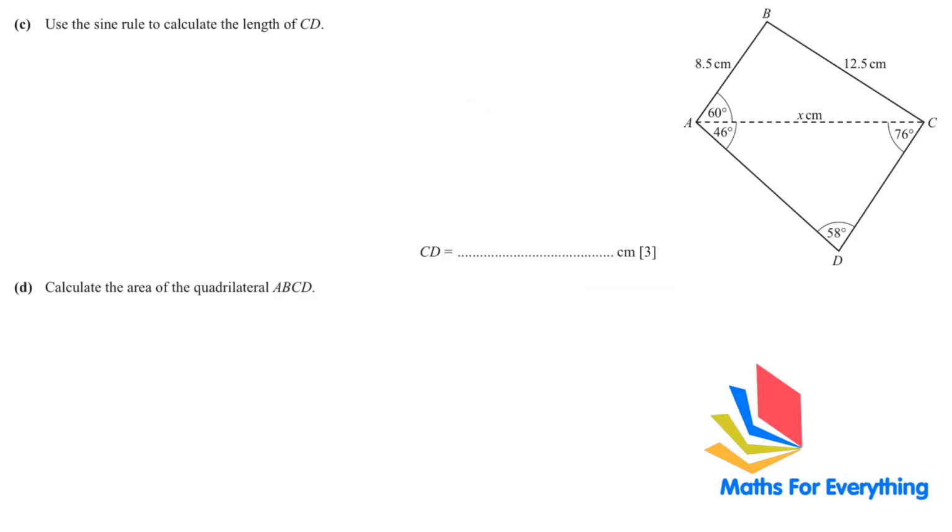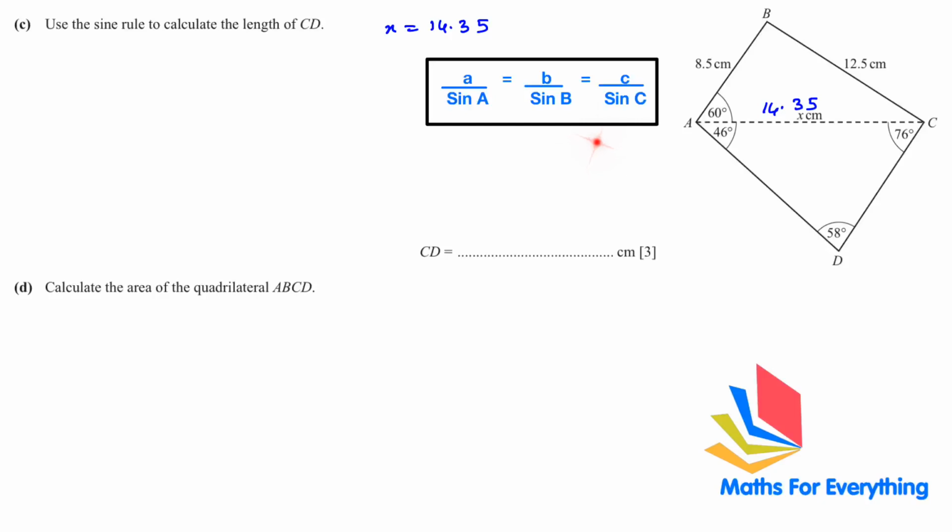Moving on to part C. Use the sine rule to calculate the length of CD. We need to find CD. For using the sine rule, we will need to know the value of x. We already found 2 values. x is equal to 14.35 and x is equal to negative 5.85. Length or distance cannot be negative, so we cannot use this. We are only going to use x is equal to 14.35.